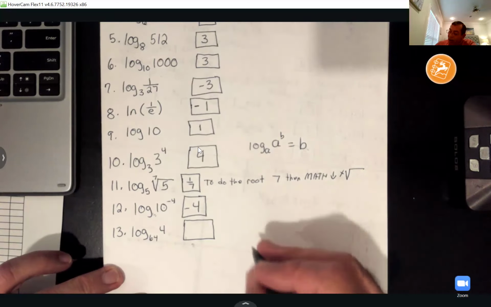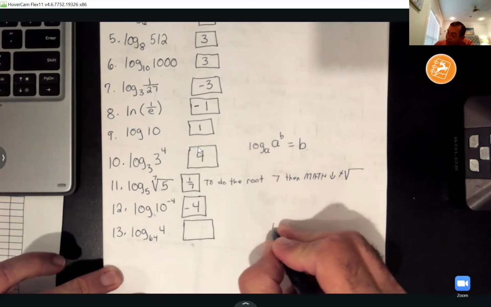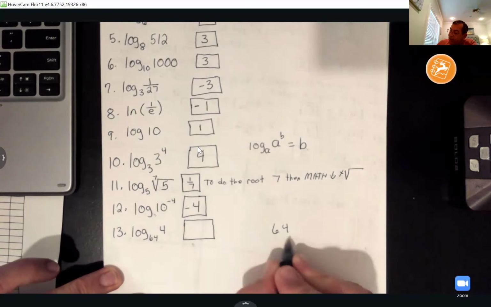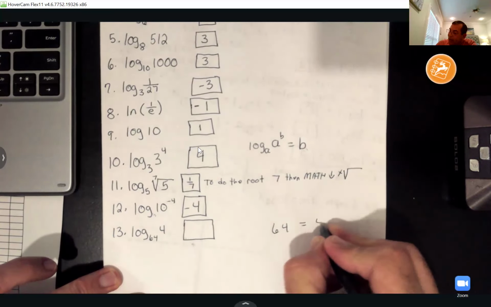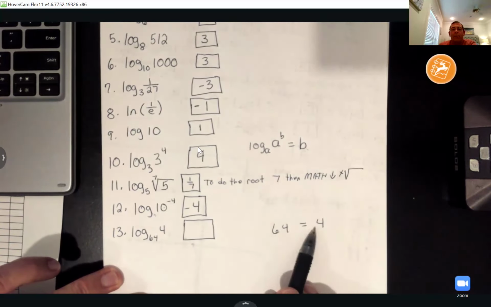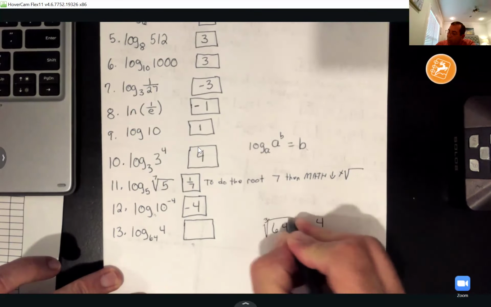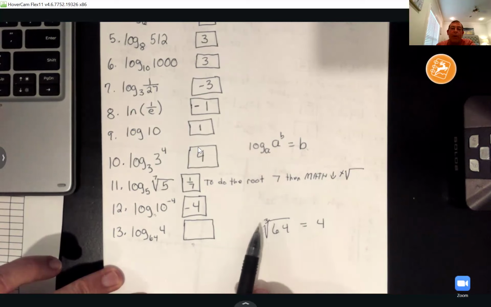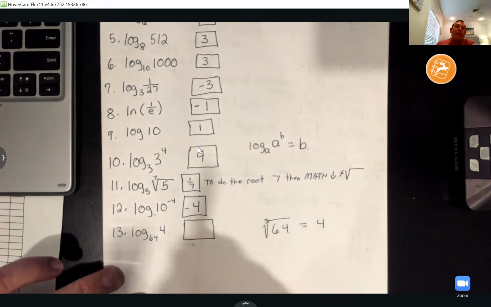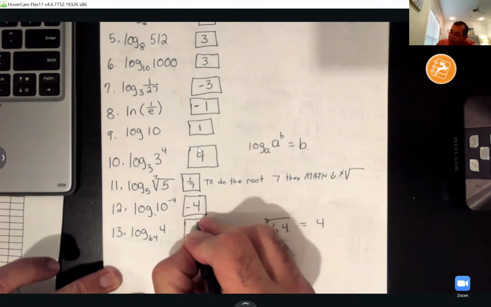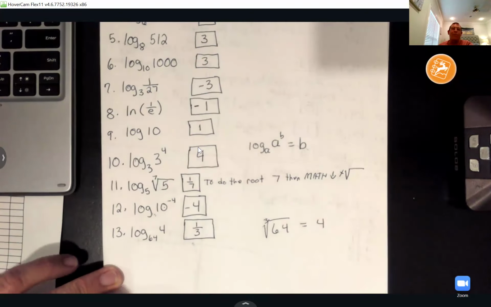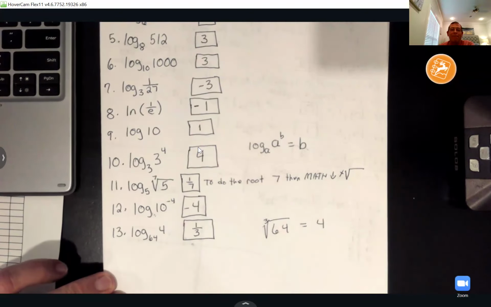Oh, good, 1/3. Because y'all, here's the thing. I'm starting with a 64. I need to turn that into a 4. So the only way to turn a 64 into a 4 would be a cube root. And remember, cube roots are written as fractions, which would give you a 1/3. Okay.